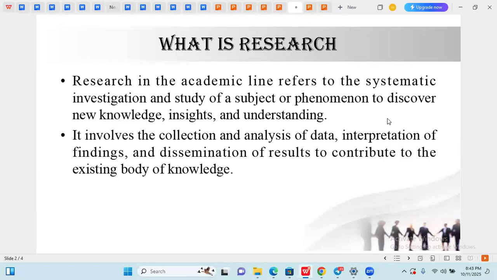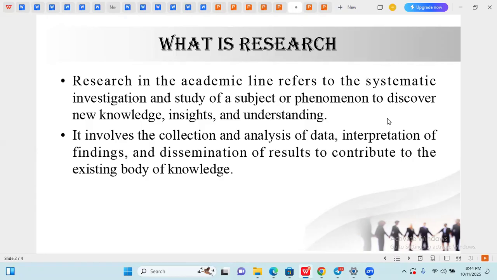So, research in the academic line. Now, research can be in an organizational setting and can also be in the academic line. But since we are dealing with the masters and PhD, it means that the definition should come from what? The academic line.